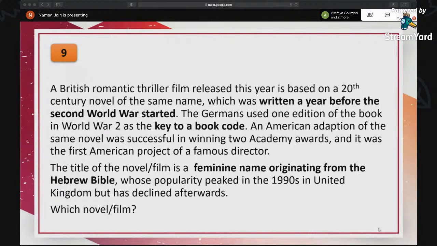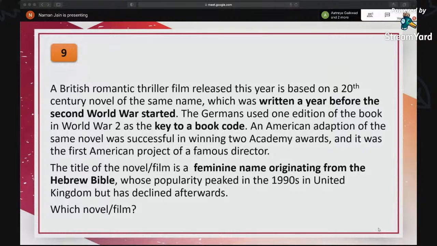A very Jewish name, a female Jewish name, a popular female Jewish name, whose popularity peaked in the 1990s in the United Kingdom, but has declined afterwards. Still, in Eastern European regions, this name ranks among the top 10 given to the population of that country. A feminine name originating from the Hebrew Bible, so a Jewish name. And it is also the name of the book or the movie.